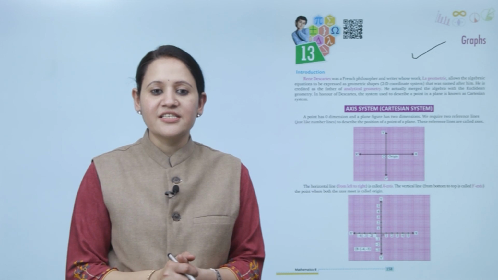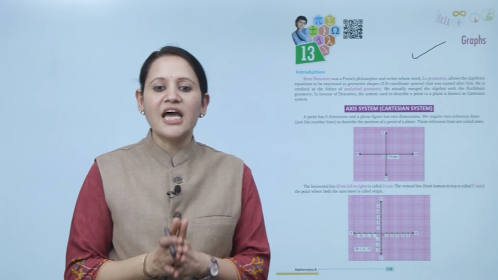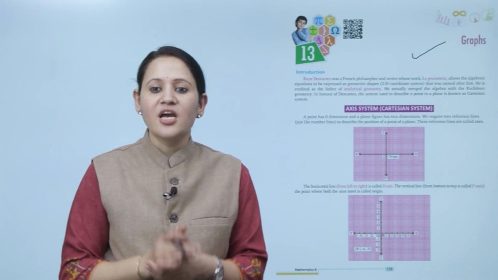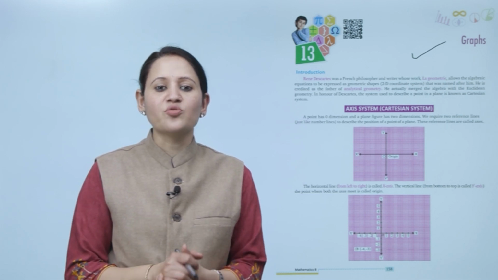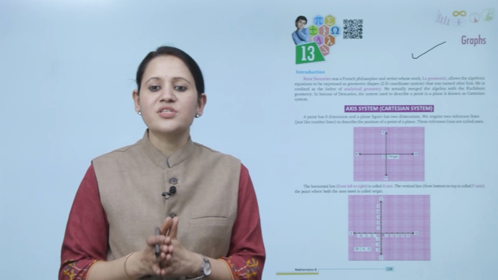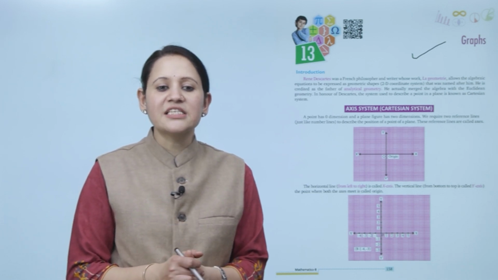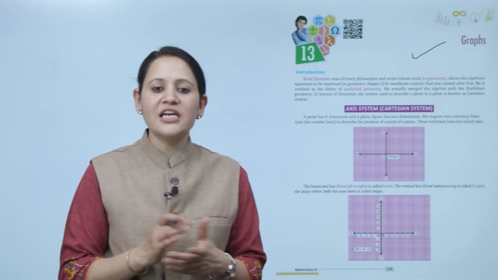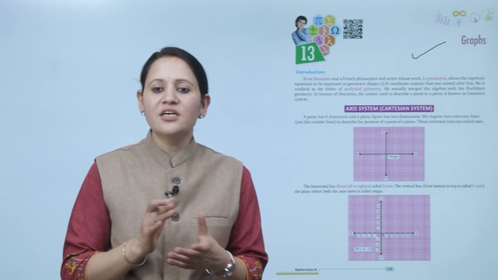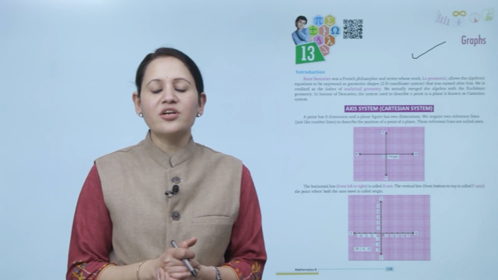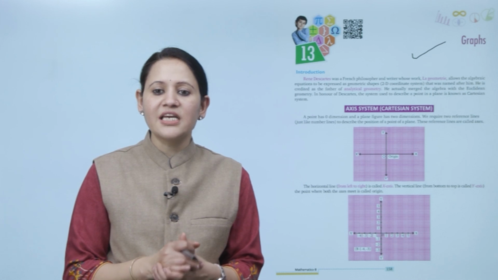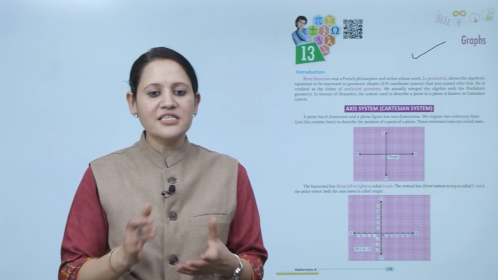Introduction. René Descartes was a French philosopher and writer whose work, La Géométrie, allowed the algebraic equation to be expressed as a geometrical shape. The 2D coordinate system was named after him. He is credited as the father of analytical geometry. He actually merged algebra with Euclidean geometry. In honor of Descartes, the system used to describe a point in the plane is known as the Cartesian system.